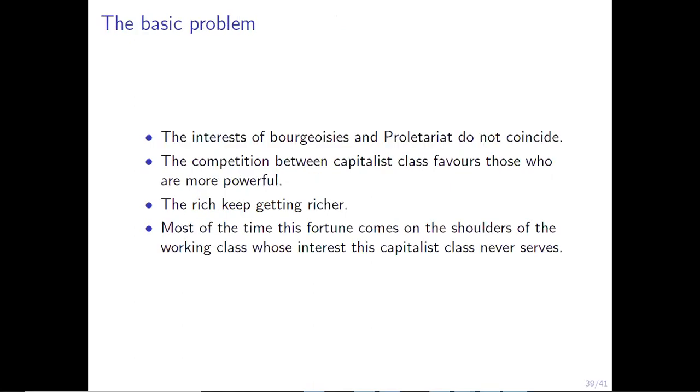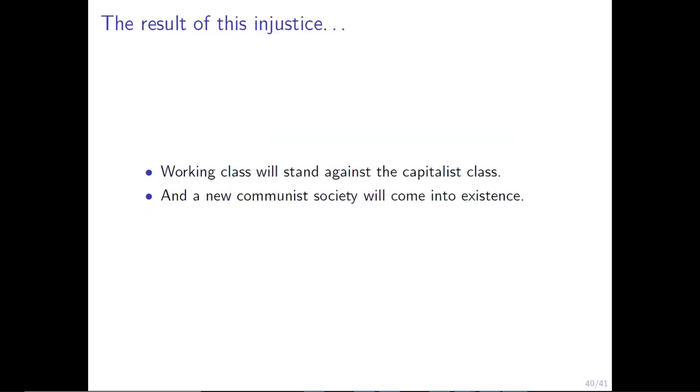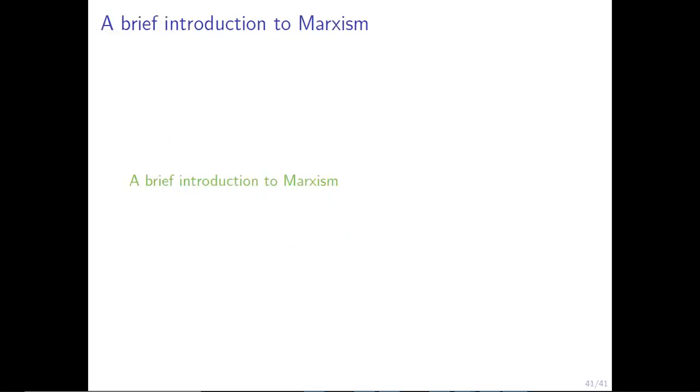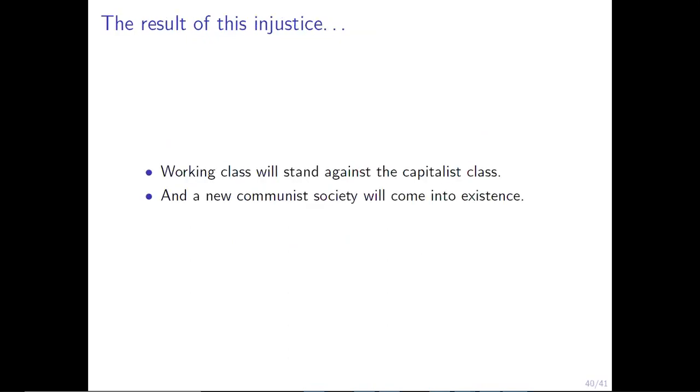There are two kinds of classes, so the interests of the bourgeoisie and the proletariat do not coincide. That was a conflict theory, as the video suggests as well. The rich are getting richer and the poor are getting poorer. Most of this fortune comes on the shoulders of the working class, whose interest the capitalist class never serves. So the working class will stand against the capitalist class in a revolution. This revolution could change their fate, and a new communist society will come into existence. That is how he gave birth to communism.